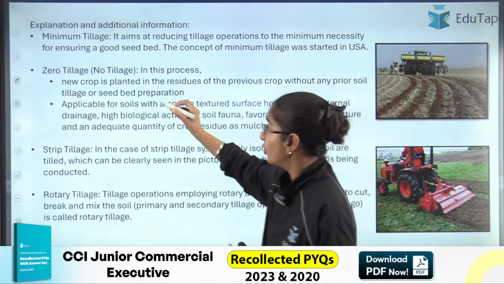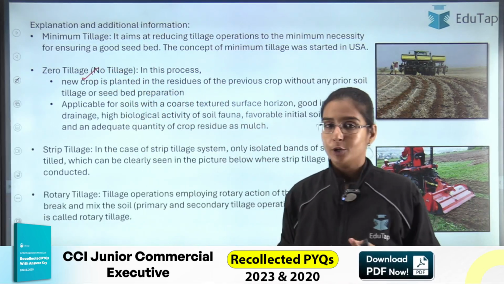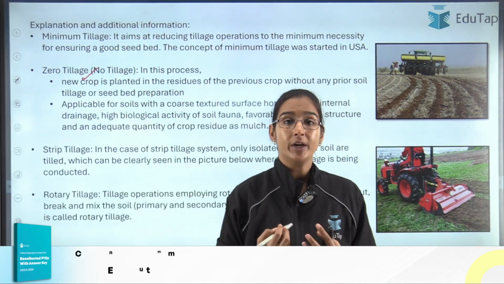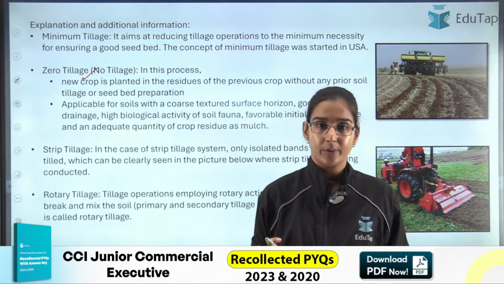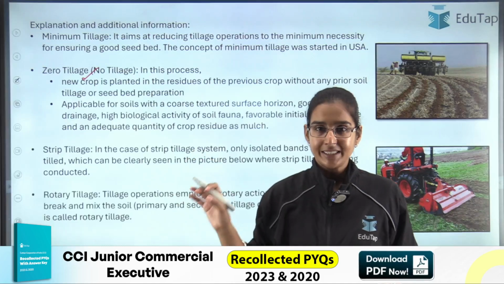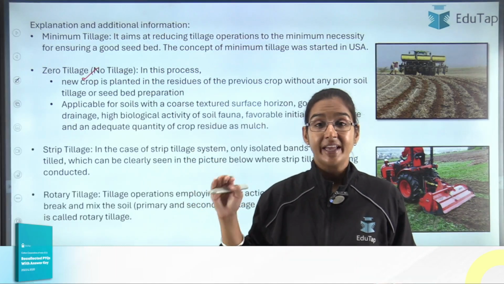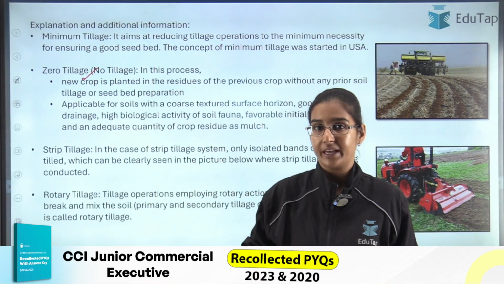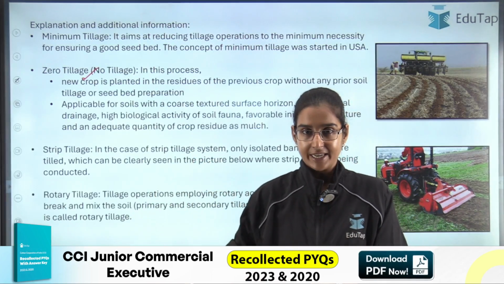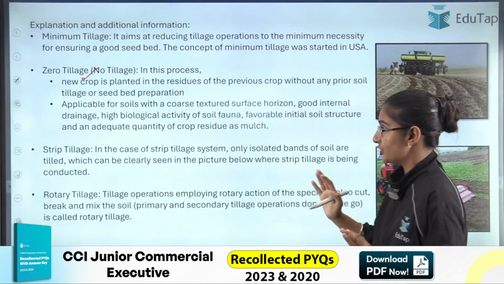Then comes zero tillage. In the zero tillage, as the name itself suggests, we don't carry out any tillage activity. We leave the stubble as it is on the field itself, and then we carry out the sowing of the next crop. So that is the zero tillage, right?